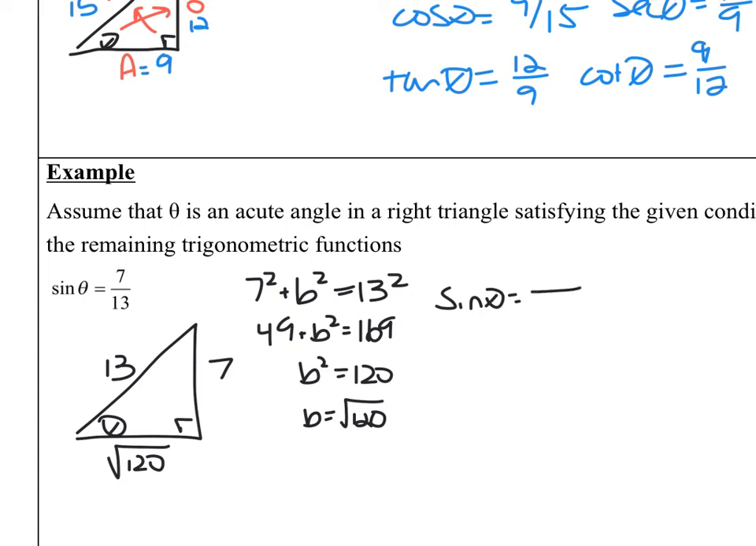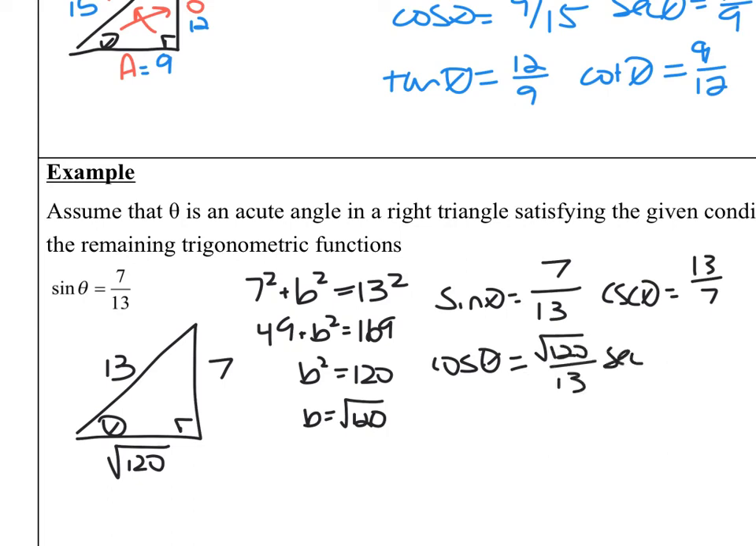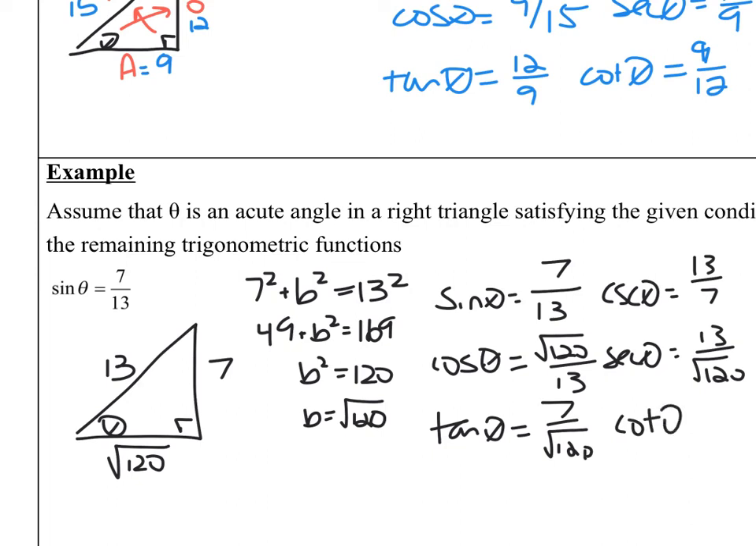All right, sine of theta. So opposite is 7 over hypotenuse. They gave that to us, so I could have just looked at what we were given. Cosecant, we're going to flip that. And now everything else, I'm going to have that happy little radical. So cosine is adjacent over hypotenuse. Secant, you flip that. So 13 over square root of 120. Tangent is opposite over adjacent. And cotangent, we flip that.